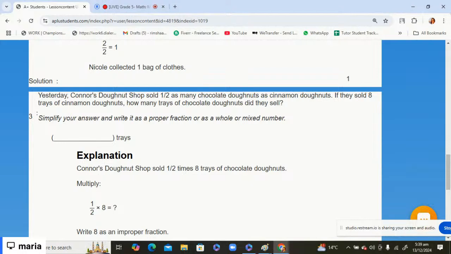Yesterday, Connor's daughter's shop sold 1/2 as many chocolate donuts as cinnamon donuts. If they sold 8 trays of cinnamon donuts, how many trays of chocolate donuts did they sell? So half times 8, and then tell me what's the answer. You get it? Okay, good, it's 4. That's the right answer. Very well done.